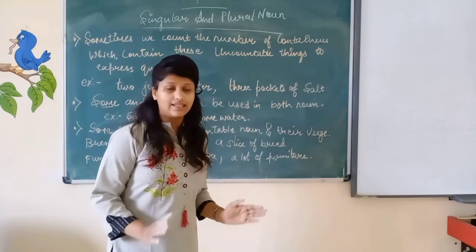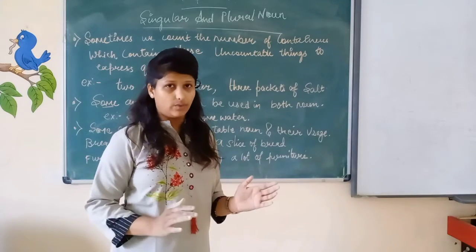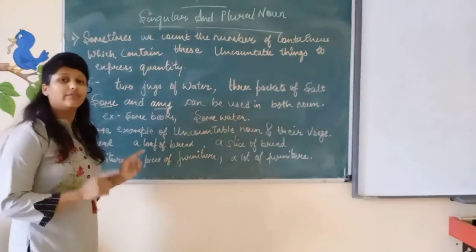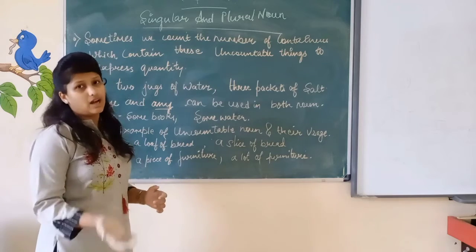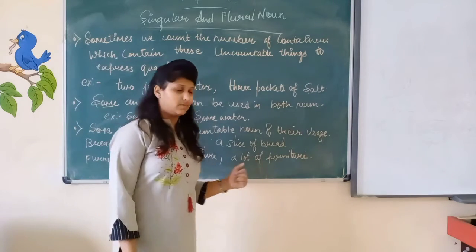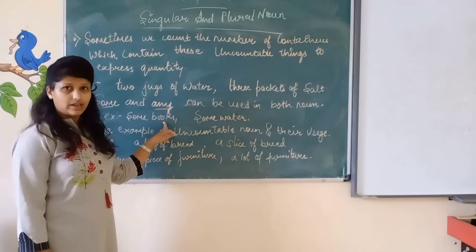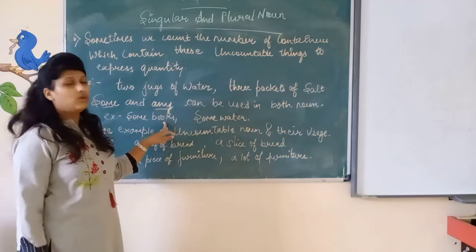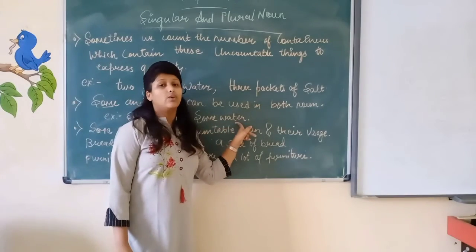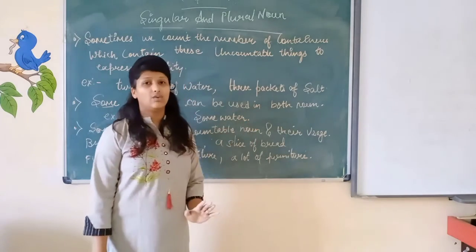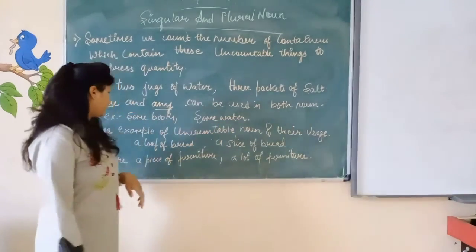But how can we detect which one is a countable noun and which one is an uncountable noun? With the help of the given noun in the sentence, we can define whether it is a countable noun or an uncountable noun. For example, here it is written book. As we all know, we can count books. So this is an example of countable nouns. Now here the noun is water. Water is an uncountable thing. So this example is of an uncountable noun.